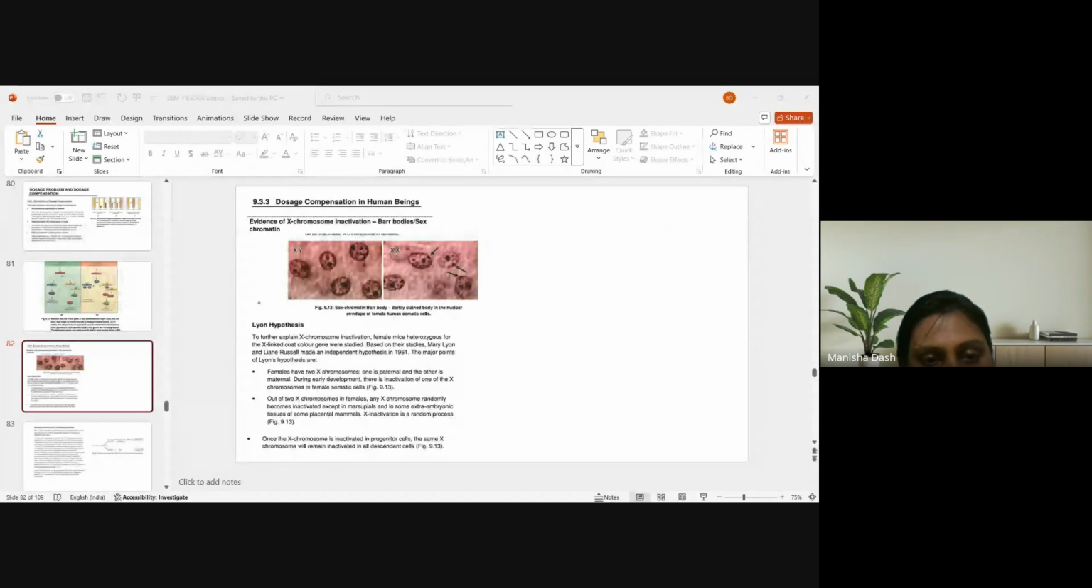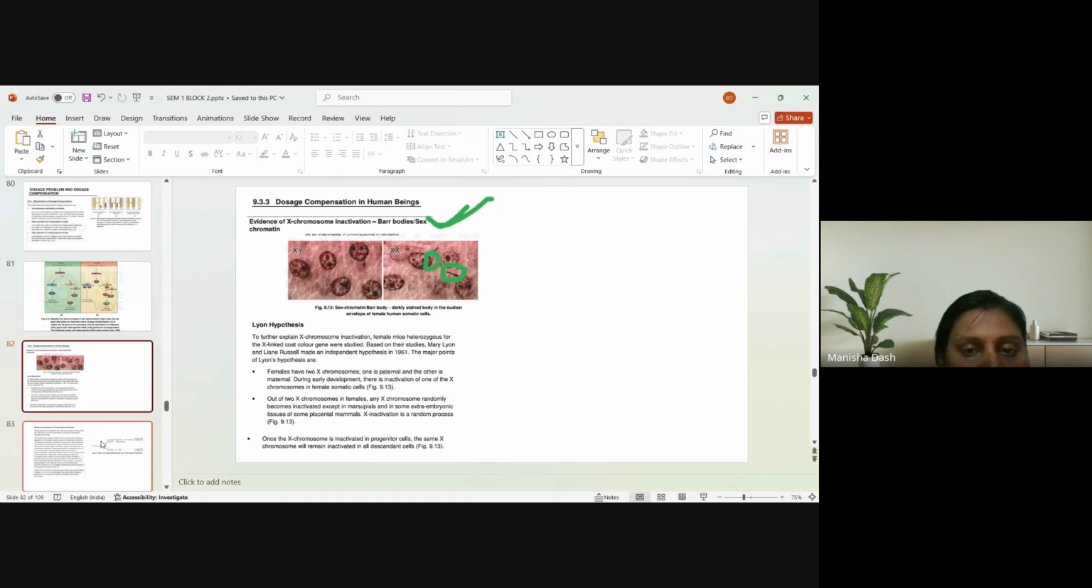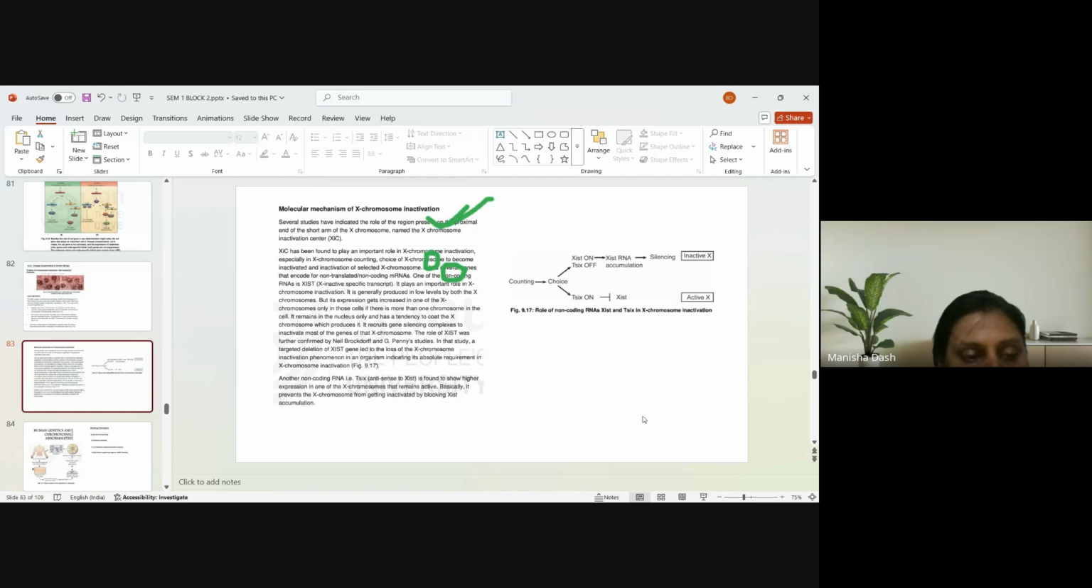So as you can see here, it will remain attached to the cell membrane like this, and this is what is called a Barr body. So inactivation means actually the genes are silenced. It will not create any problem to the structure of the chromosome. Simply, functionally the chromosome will not be expressed. The genes located on the chromosome will not be expressed. Okay. So this is what is called a Barr body. So in a normal human female, you will have only one Barr body.